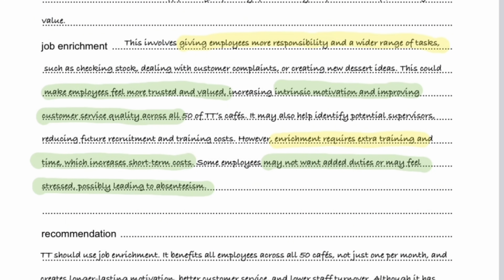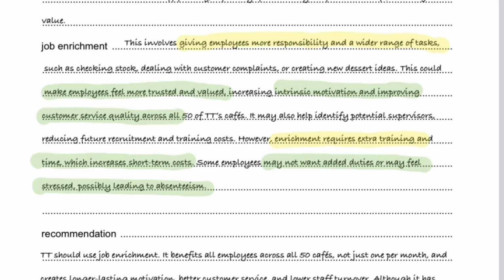And for job enrichment, this involves giving employees more responsibility and a wider range of tasks. This will make them feel more trusted and valued, which will increase intrinsic motivation and improve customer service quality across all of 50 of TT's cafes. However, enrichment requires extra training and time, which increases the short-term costs, and also, some employees may not want added duties or may feel stressed, which leads to the possibility of absenteeism.